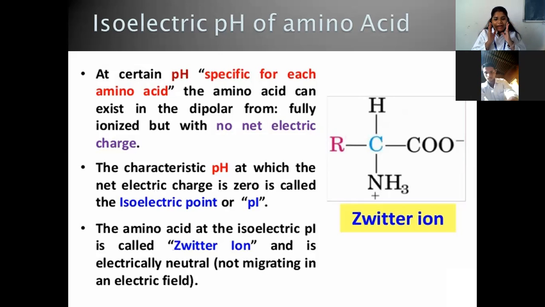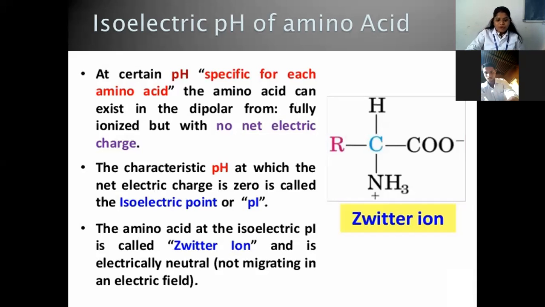So at this point your solution shows a net charge of 0, because no movement of positive as well as negative ions happens. That's why in properties we study that at isoelectric pH they are least soluble as well as electrically neutral. Why is it neutral? Now it is clear: there is no movement, because there are the same number of positive as well as negative charges, so no movement is observed.